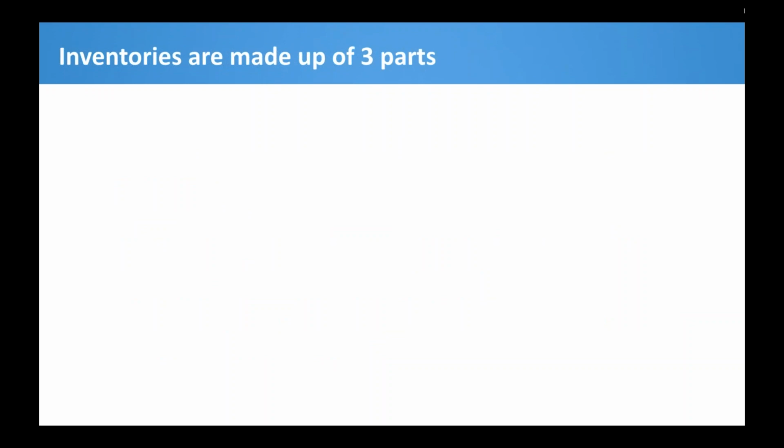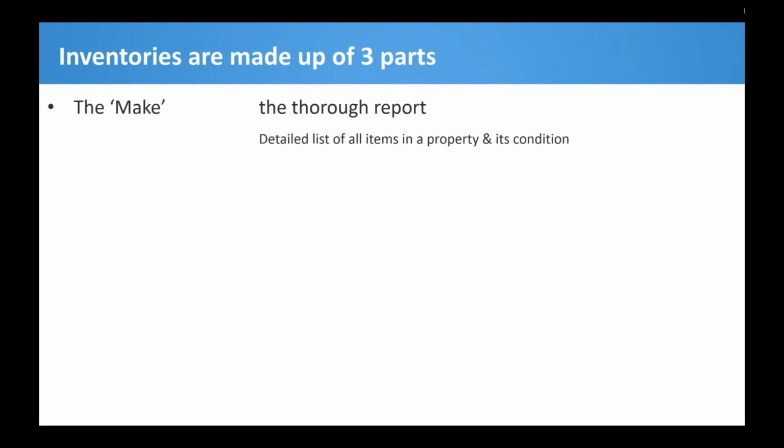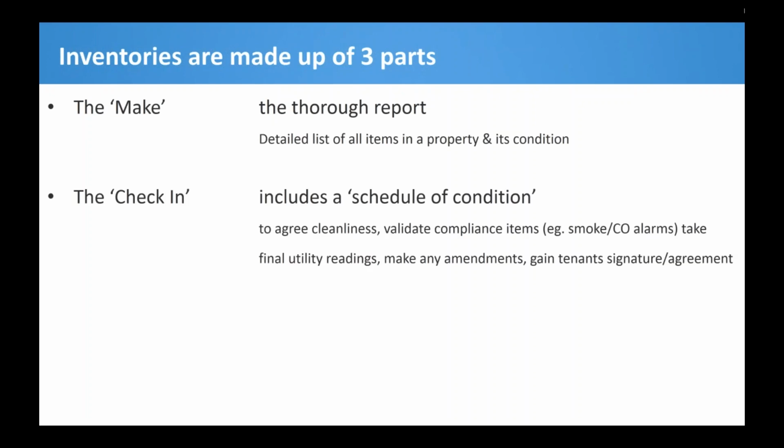Much appreciated. When you get an inventory done, there's three parts to it, so I think it's worthwhile just mentioning what these three bits were. The first is generally called the make, which is the thorough report of your entire property, and details everything that's within it and the condition of all your appliances and furniture. And then you have a check-in, which is what is done just before or on the day the tenants move in, which includes a schedule of condition.